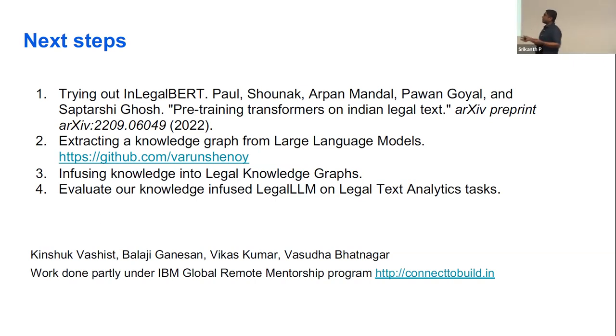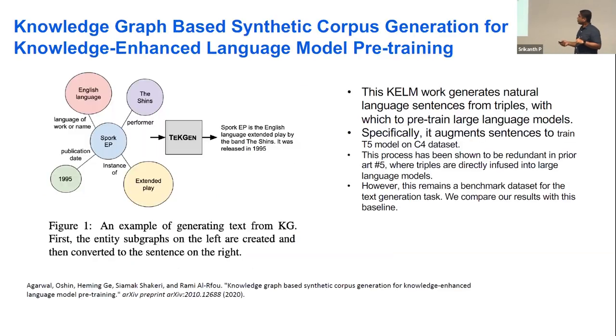But the next frontier is not just for this particular legal text analytics. This is also some work that I'm doing in IBM Research, which is about infusing knowledge into large language models. There is a paper, so I can take a few minutes to talk about this. There are a few baselines here. One is called KELM. This paper tried to infuse triples into a language model, in this case the T5 model. The idea they used was to convert the triples into a sentence.